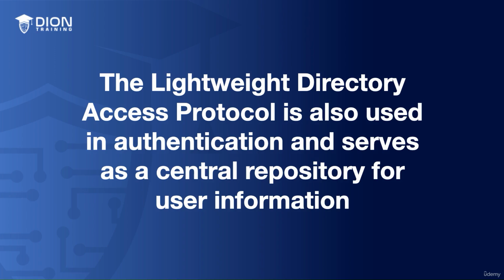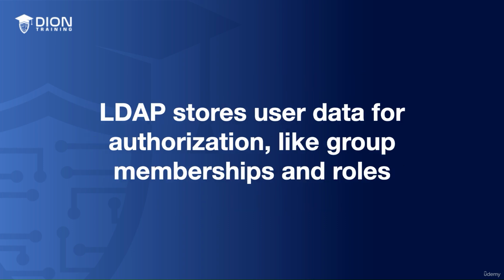The Lightweight Directory Access Protocol is also used in authentication and serves as a central repository for user information. When a user attempts to log into a system, the system can query the LDAP directory to check the entered username and password. If the LDAP directory confirms the credentials, the user is authenticated and granted access. LDAP can also store other user information that can be used for authorization, such as what groups the user is a member of or what roles that they have. This allows systems to make decisions about what resources or services a user should have access to.